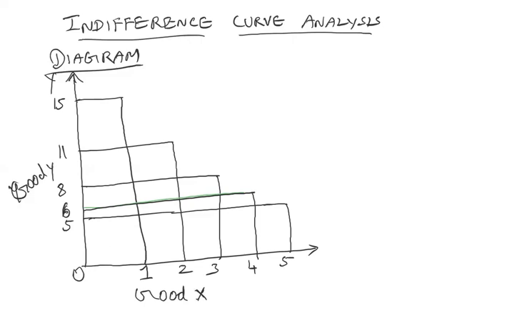So now these points are all different combinations. This is combination 1, combination 2, combination 3, combination 4, and combination 5. When we join all these points, we get a curve. So let me join all these points. We are getting the curve, and this is the indifference curve.